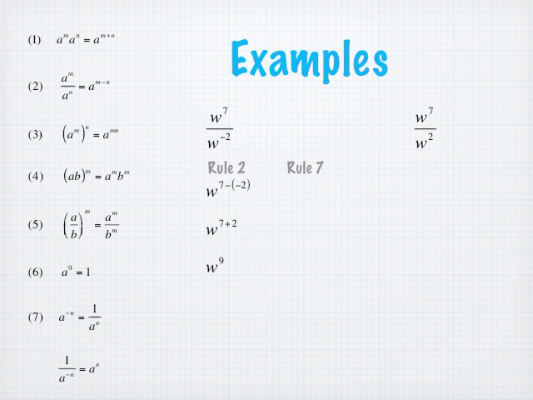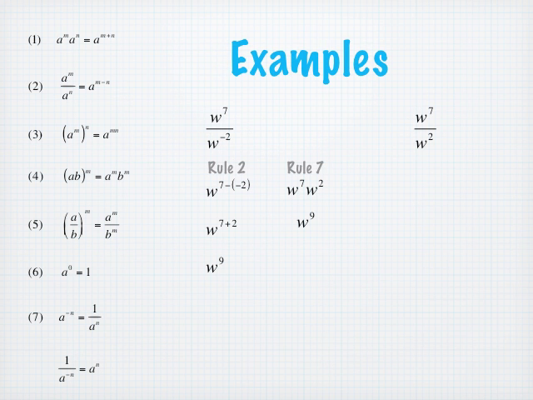Now, what does rule 7 do? Rule 7 moves things around. If they have a negative exponent, it moves it from the top to the bottom or the bottom to the top. So I have a negative exponent. I have w to the negative 2. The only thing it has power over is that w in the bottom. So that could move that w to the negative 2 to the top. And now I have w to the 7th times w squared, which gives me w to the 9th.